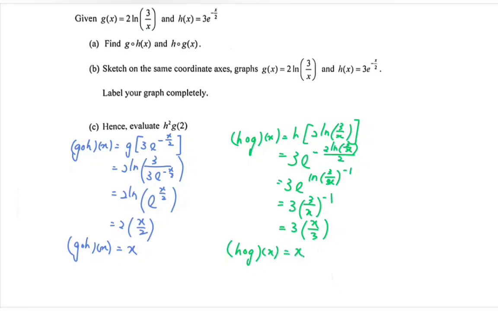So since we have g∘h equal to h∘g and equal to x, we can say that g and h are inverse to each other.